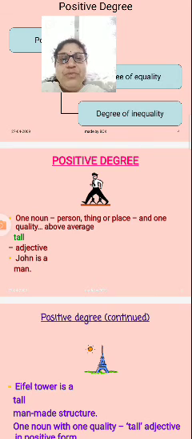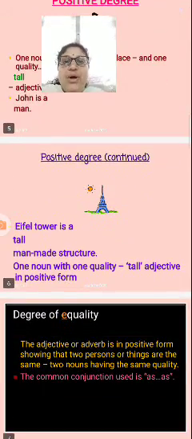Tall is the adjective and John is a man. So here, one noun, John is the noun, and one quality. Who is John? John is a man. This is the positive degree. Continue: the Eiffel Tower is tall.